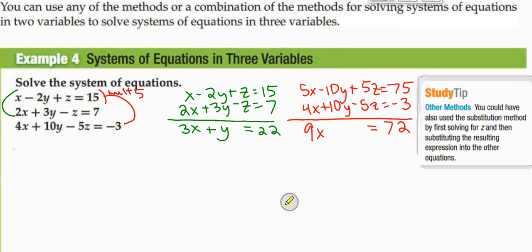Because I remember right here z dropped out, correct? So I'm committed to making z drop out. So if this is 1z and that's negative 5z, I choose positive 5 to multiply that one by, so that'll be positive 5z and that'll be my negative 5z. So that's how I pick what I want to drop out.